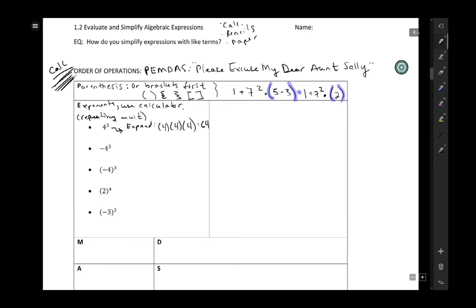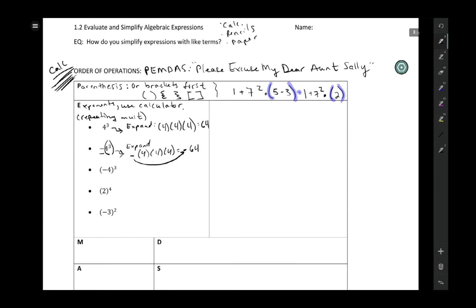Negative 4 to the third. This is where it can get tricky, okay? Notice the negative sign is outside. So really, it's going to come to the party last, all right? So if you have to expand this, negative out front, and then you have 4 times 4 times 4, and it's negative 64.